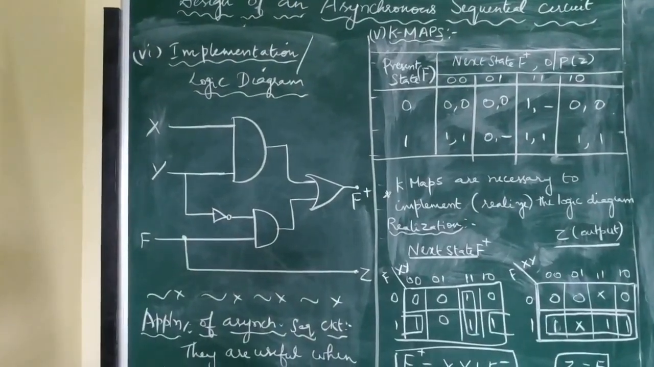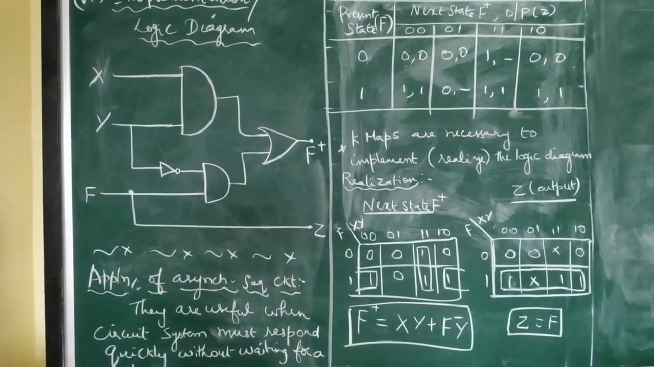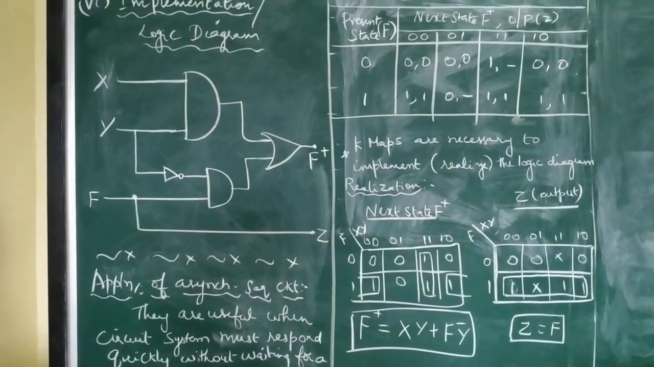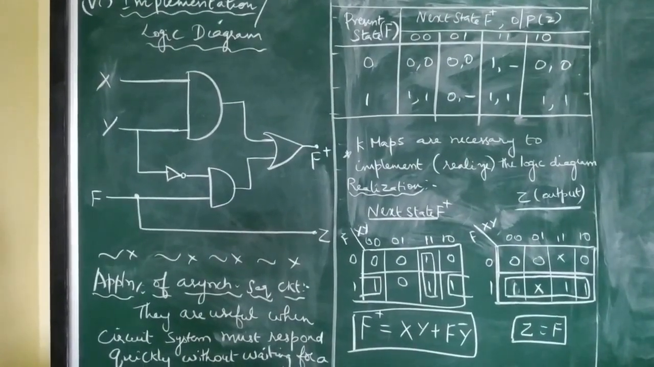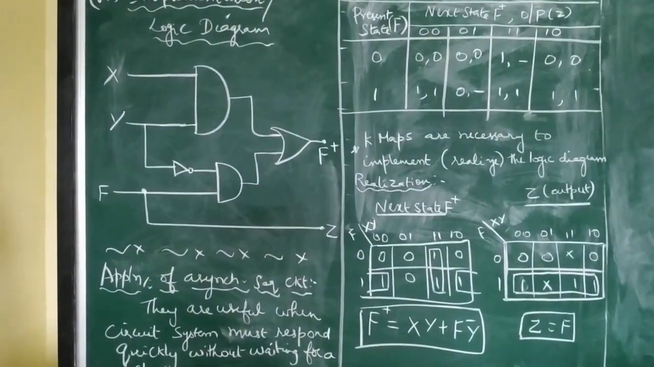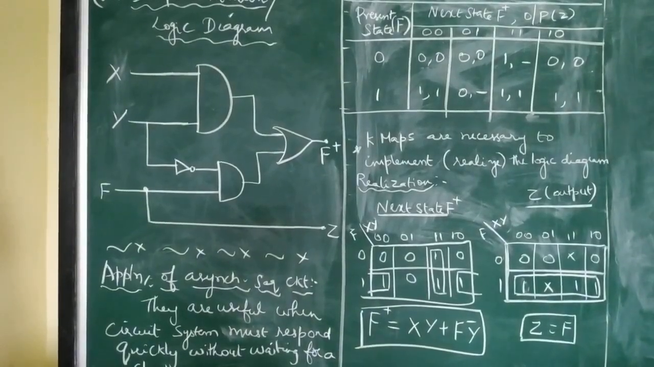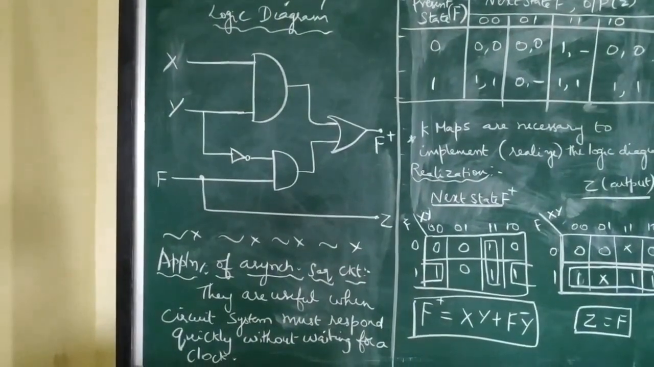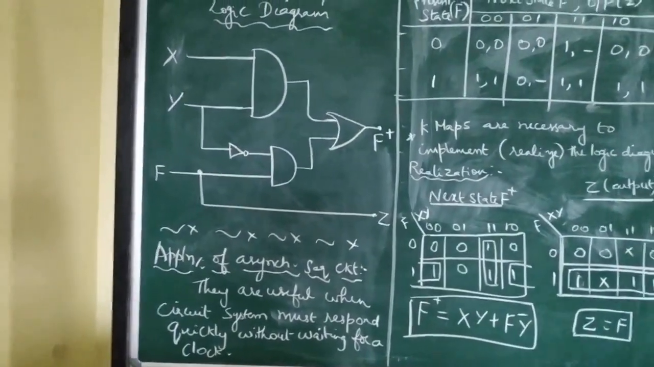The last step is the implementation. With these Boolean expressions, we have done the implementation. X, Y, it is an AND operation between them. So X, Y is given to an AND, and then F, Y bar. So we have taken a NOT gate input to the second AND with the F, and both of them are ORed. So our OR function is implemented to get your next state F plus, and Z is equal to F, that is the second expression. So what is the application of the asynchronous sequential circuit? They are useful when circuit systems must respond quickly without waiting for a clock.